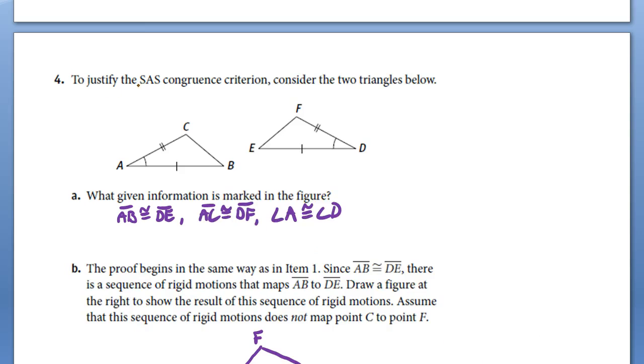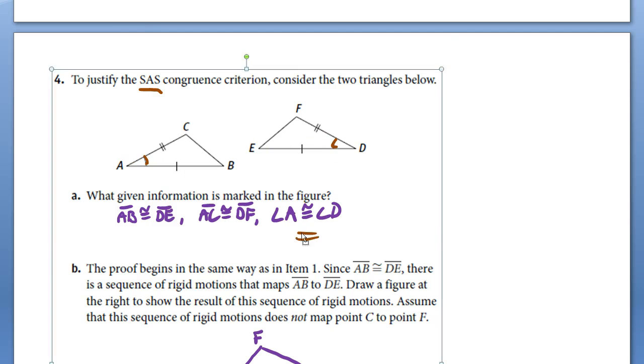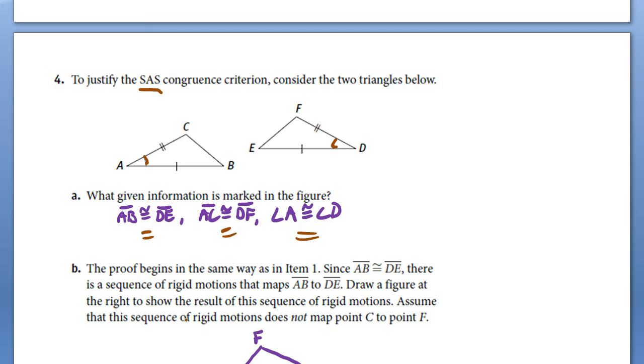To justify the SAS congruence criterion, use these two triangles below. Notice that this time, instead of having marks on 3 sides matching up to marks on those 3 sides, we have the SAS situation. So question A, what given information is marked? We have that angle A is congruent to angle D, right there. We have that segment AB is congruent to segment DE, that one right there. And then the double marker, we have that segment AC is congruent to segment DF, that one right there.